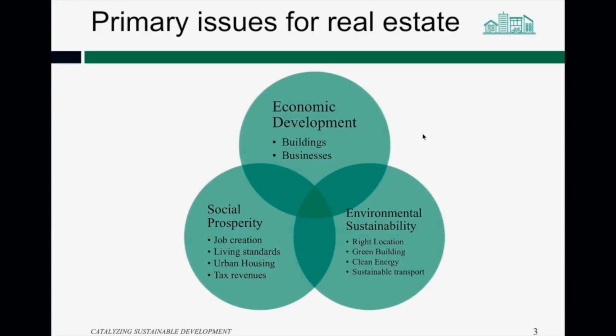Then on the environmental sustainability side, by developing the right type of real estate in the right locations, designed in the right way for green building standards, integrating clean energy, and providing amenities for sustainable transportation, the real estate itself really becomes the primary node for developing a sustainable society, specifically from a carbon perspective. So, largely when we're talking about environmental sustainability, we're talking about the impact that real estate has on climate change.